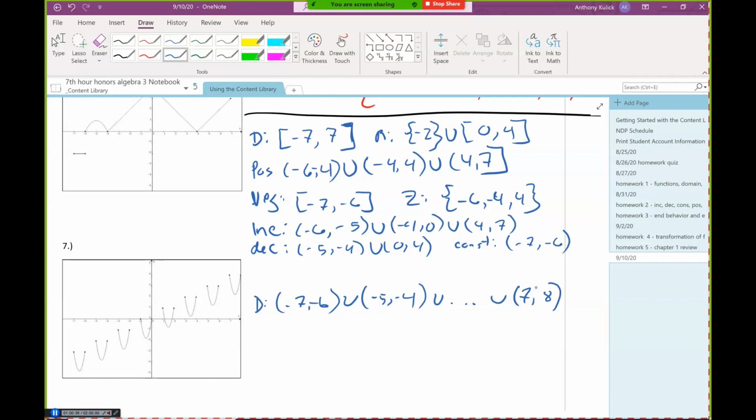Doritos. Would those be brackets? Oh, very good question. Yes, those should be brackets. Thank you. I got excited. Except for one of them. No, for the domain, these are all going to be brackets. There is a point there. It's maybe hard to see.